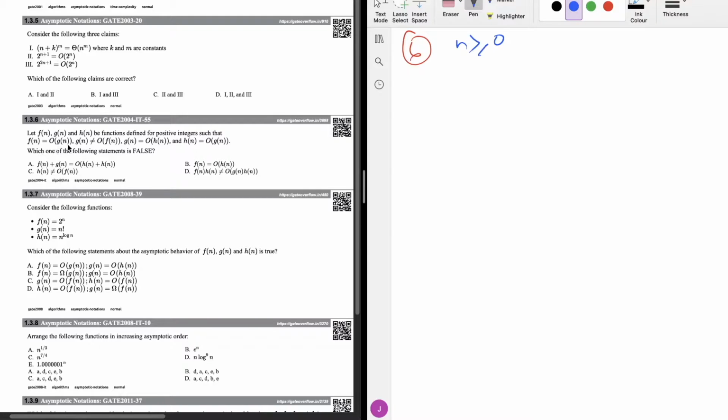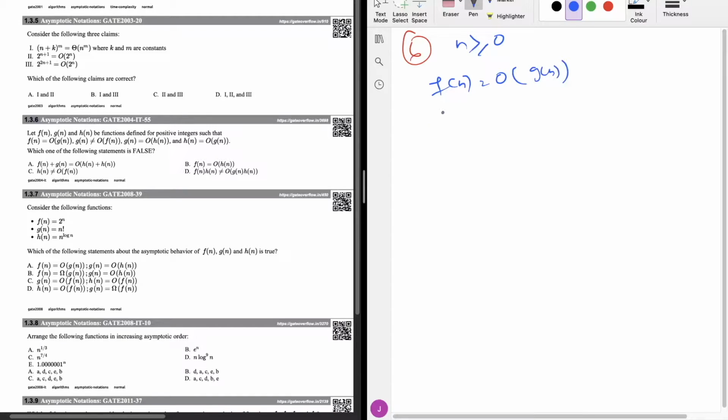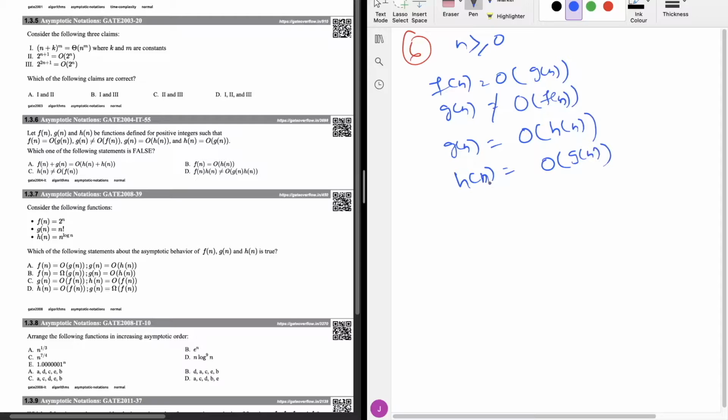f(n) equals big O of g(n). Second, it is given that g(n) is not equal to big O of f(n). The third thing given is that g(n) equals big O of h(n). The fourth thing given is that h(n) equals big O of g(n). These four things are given, right? So according to that, we have to think about whatever result is possible, and it is asking which one of the following is false. Four options are given.